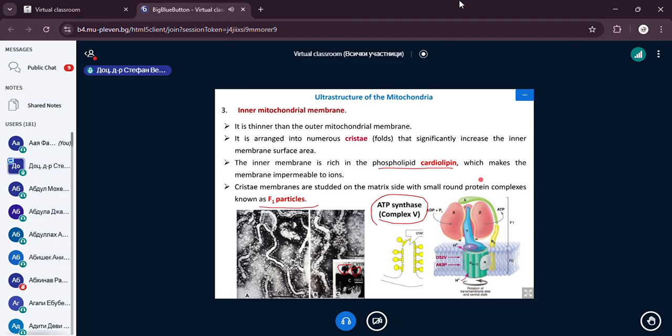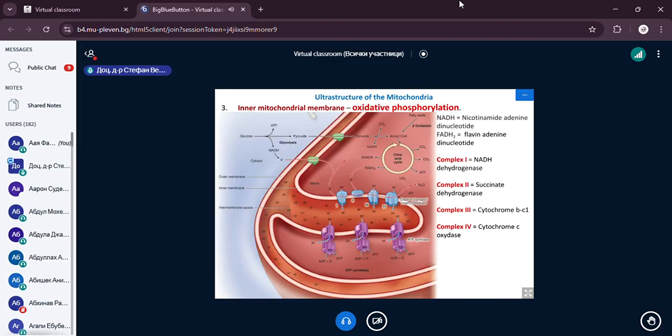It is a multi-unit protein, and it is a very large protein complex in the membrane. That's why we see these F particles even at the level of the electron microscope. So the major function of the mitochondria is oxidative phosphorylation, and it happens in the inner mitochondrial membrane.